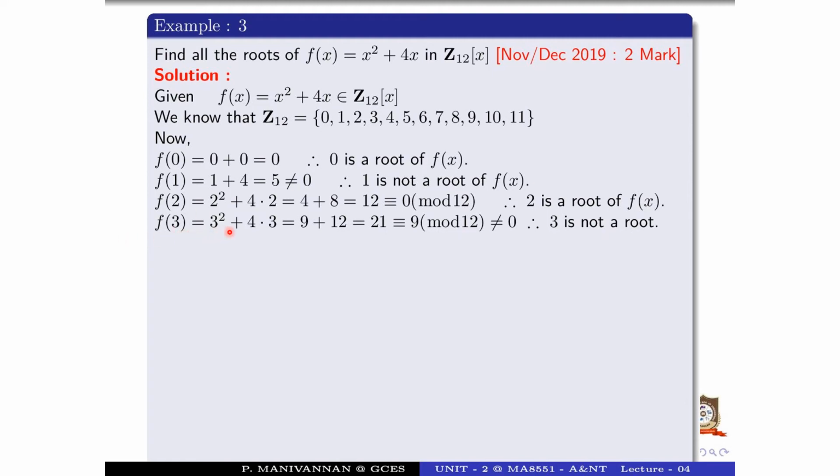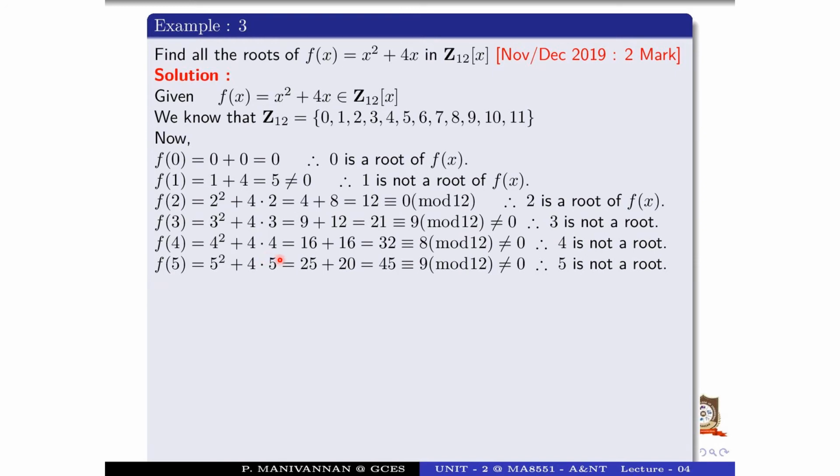For 3: 3² + 4·3 = 9 + 12 = 21. 21 is not a multiple of 12, so it is not equal to 0; 21 is equivalent to 9 mod 12. So 3 is not a root. Similarly, f(4) = 32, which is 8 mod 12. 8 is not equal to 0, so 4 is not a root. Then f(5) = 45, which is 9, not equal to 0. Therefore 5 is not a root.